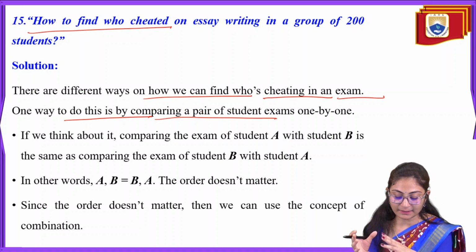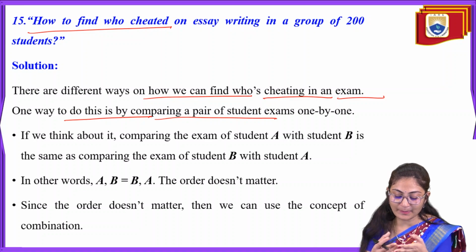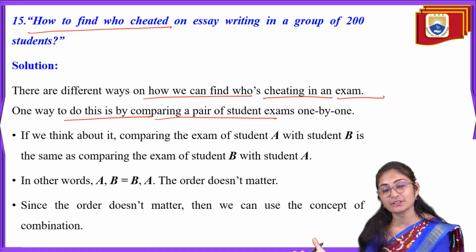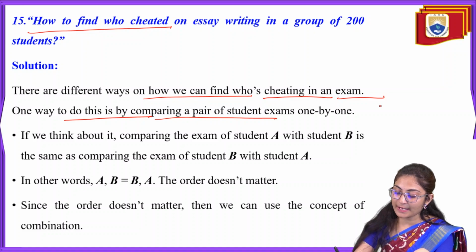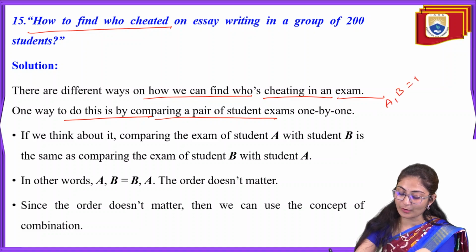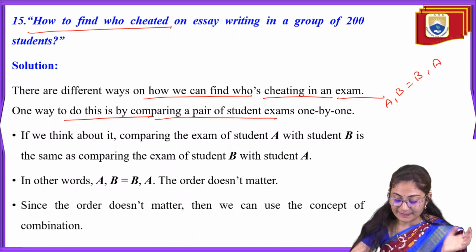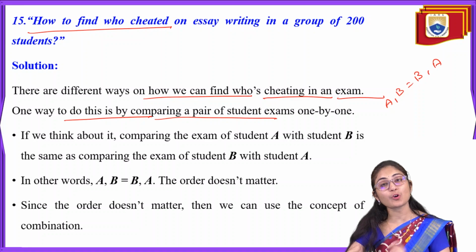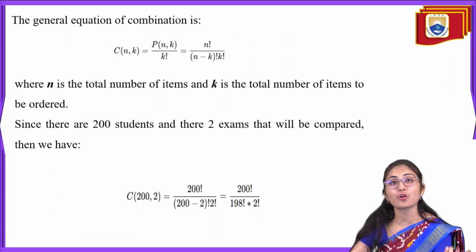If we compare the exam of student A with student B, that is the same as comparing the exam of student B with student A. In other words, we can say A comma B is equal to B comma A. That means order doesn't matter, so we can use the concept of combination. Now how will we use it? What is the equation of the combination?